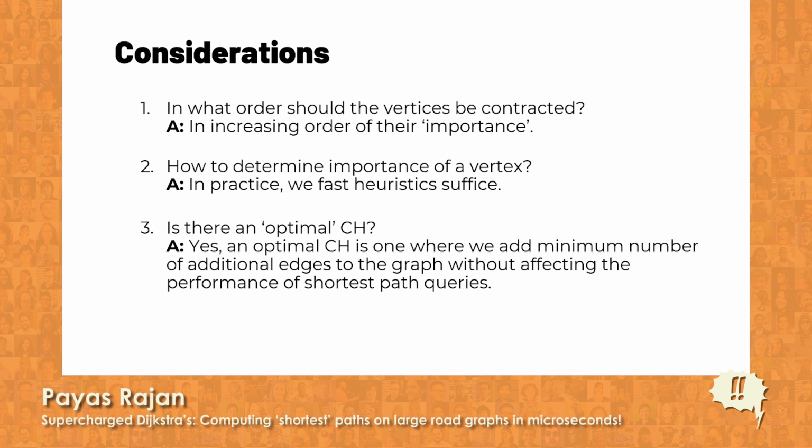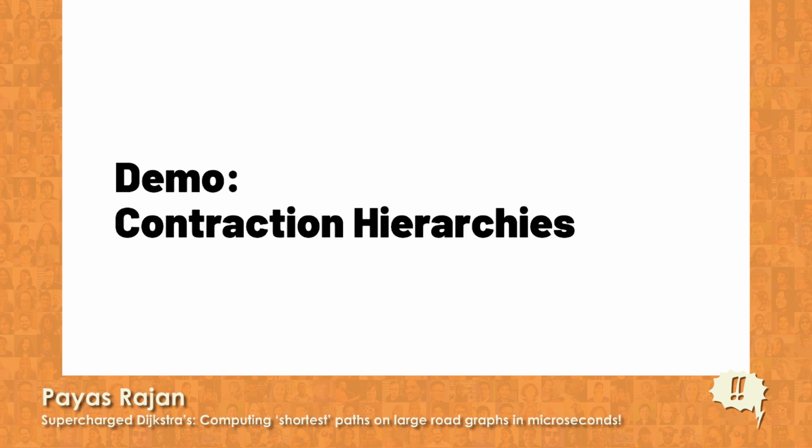There are a few considerations that we need to keep in mind when using this technique, which is in what order the vertices should be contracted and how you compute the importance. We typically do it using heuristics, but there are also optimal methods known, so we can use that. This is a pretty simple technique. It's slightly hard to implement, but let's see how well it works.